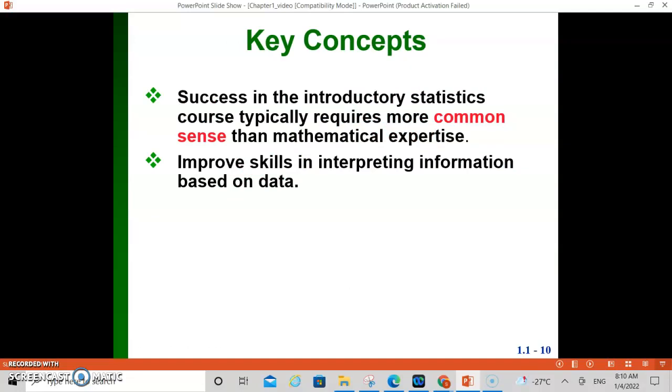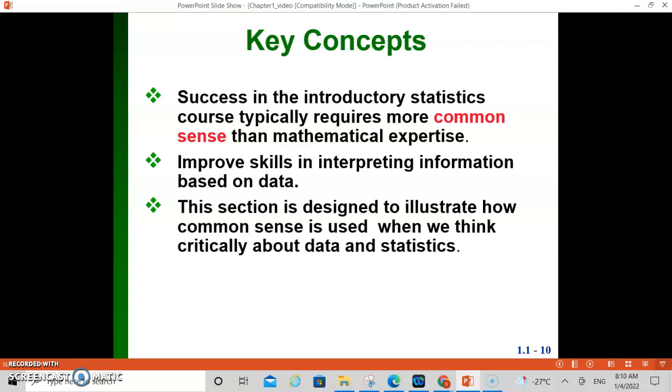The key concept: for success in this statistics course, you need more common sense than mathematical solving. This is the most important part in math. You don't need to use any solving or any calculations. Here, based on your common sense, you have to make a decision. Right?